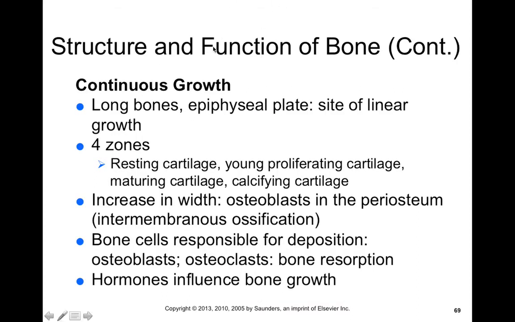So what we find is that, for the growth of bones, long bones will grow lengthwise at what we call the epiphyseal plate. So the epiphyseal plate is the site of linear bone growth, and this is what I mean by bones growing lengthwise. This occurs during childhood and adolescence. And there's really four zones of growth here at the level of the epiphyseal plate. We have the zone of resting cartilage, proliferating cartilage, maturing, and calcifying cartilage. Now, this is only going to increase the length of bones.